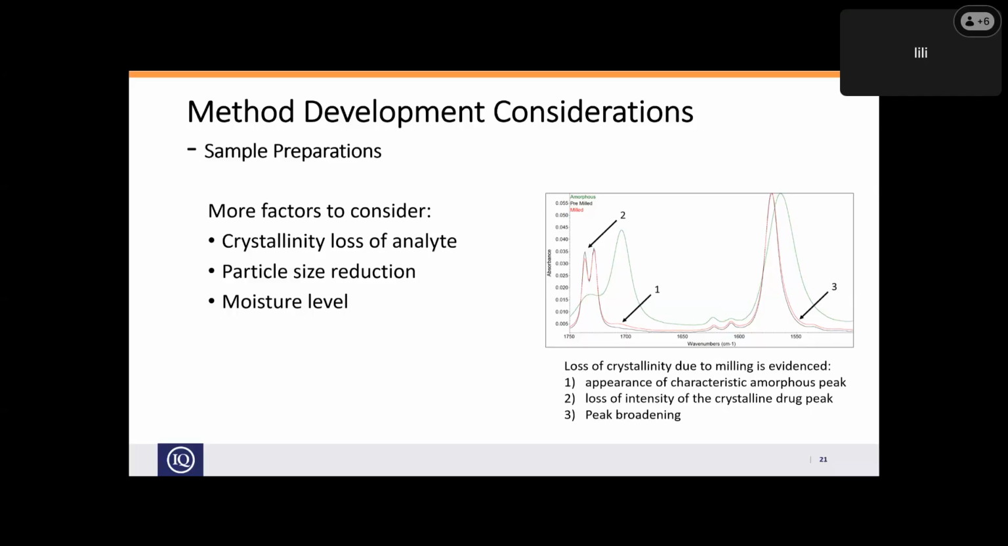And another factor to be considered can be moisture level in the sample. Moisture level may need to be well controlled as well for techniques that are sensitive to moisture level, such as mid-IR or near IR, so that the response we're getting from those techniques is altered by the crystallinity level instead of the moisture level.